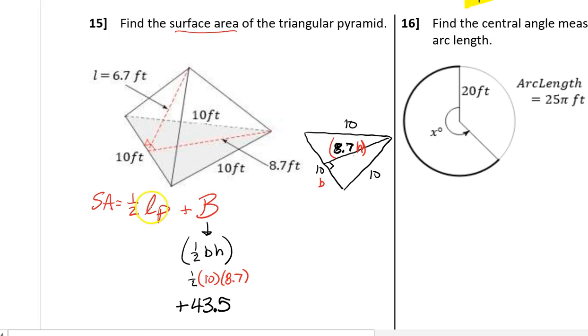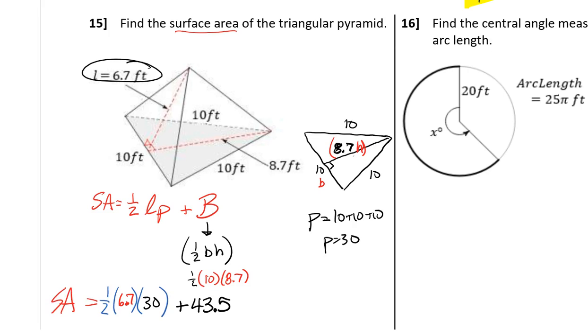So now we need to go ahead and calculate the perimeter and multiply it by our slant height. We're given the slant height up here. The perimeter of our base is going to be 10 plus 10 plus 10, which is in fact going to be 30. So substituting those values in means that our surface area will be 1/2 times 6.7 times 30, slant height times the perimeter, plus our area of the base, which we found to be 43.5, giving us a total surface area of 144 feet squared.